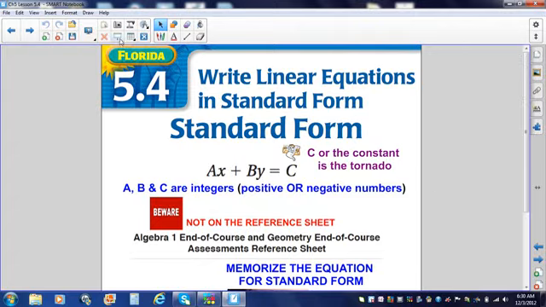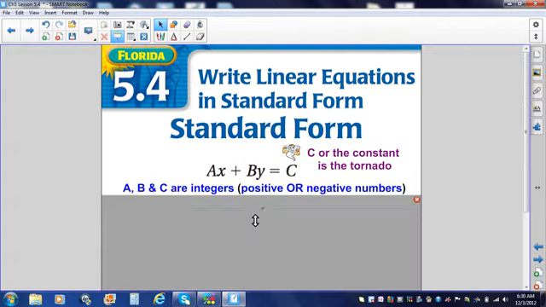Please write in your spiral. This is going to be lesson 5.4, standard form. Standard form is ax plus by equals c.